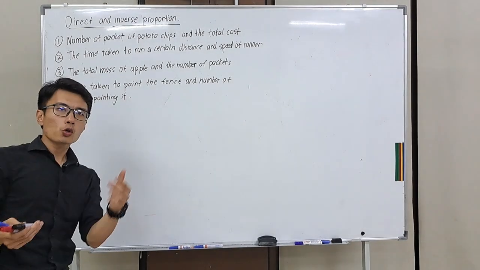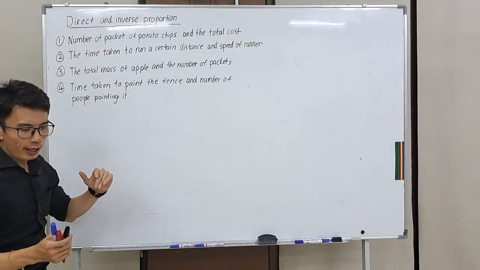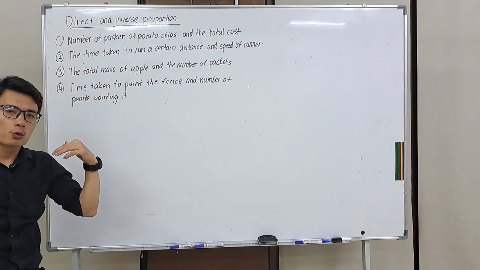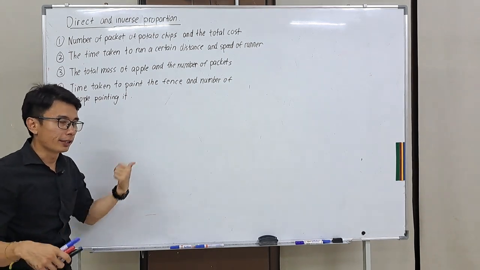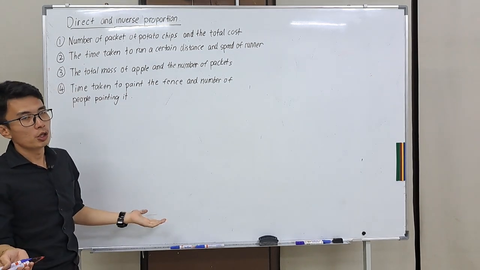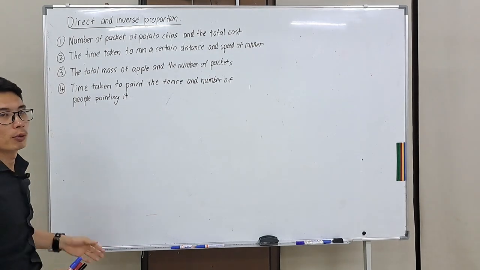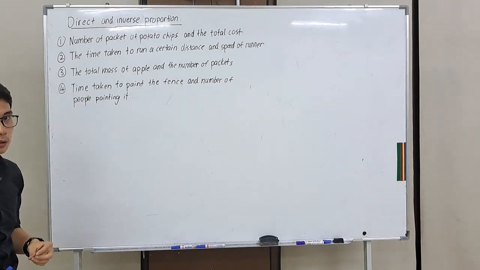Now, in ratio questions, you might encounter questions like this. And since we already talked about direct and inverse proportion, you cannot assume all of the questions are direct or inverse. You have to identify them. So I have given you 4 examples over here, and let's identify them together, okay?